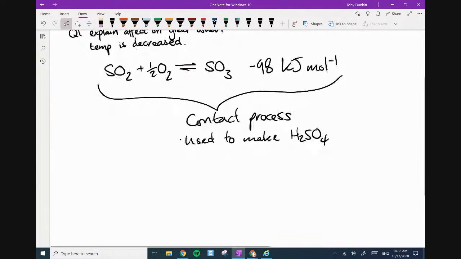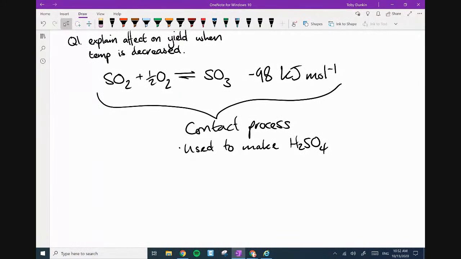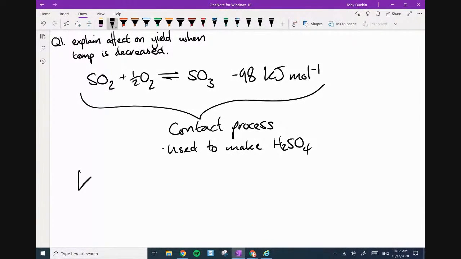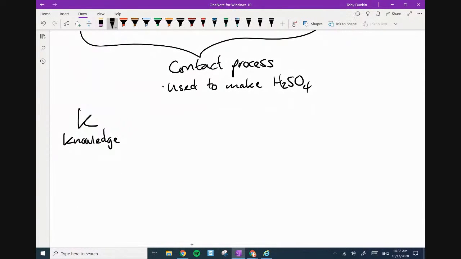So we've said the effect of when temperature is decreased. Right, so we're going to run KOFS on this. So K, which is our knowledge. Yeah, I put underneath it knowledge. And we remember this comes from the equation. Yeah, if you want to make that note, you can do. Knowledge from equation.